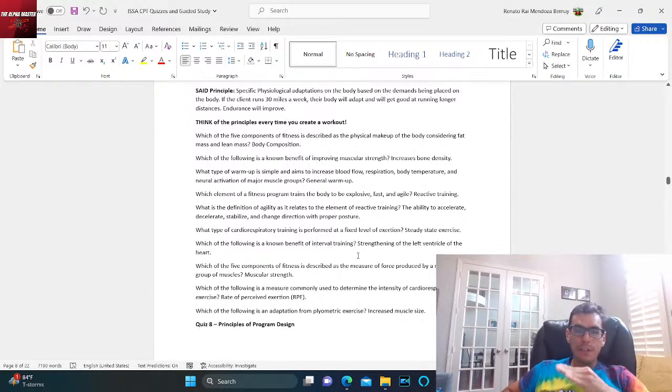Which of the five components of fitness is described as the measure of force produced by a muscle or group of muscles? Muscular strength is the measurement of force produced by the muscle or group of muscles.